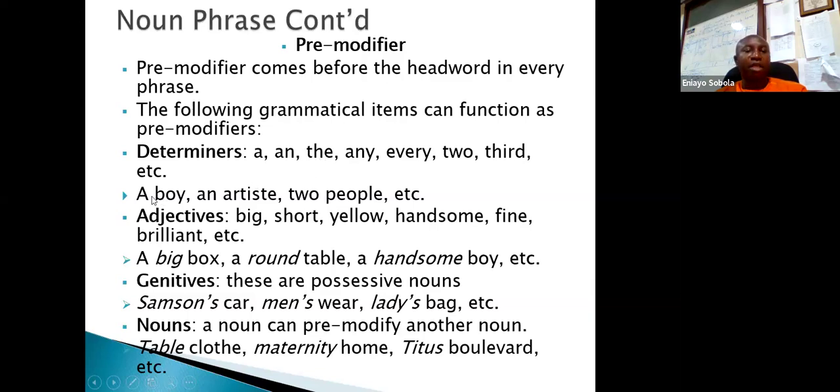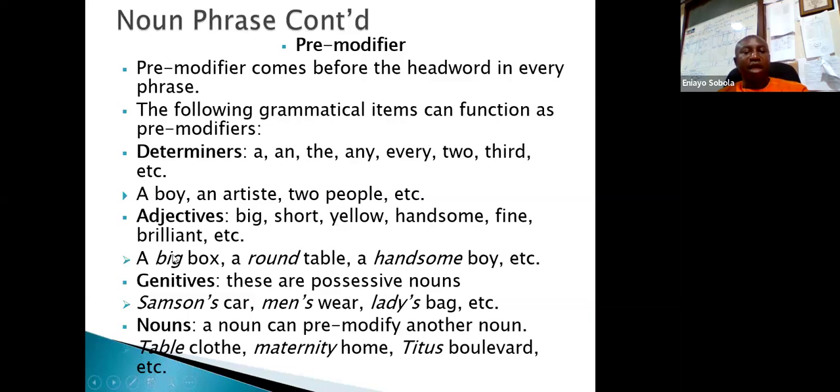Example, a boy. A is a pre-modifier, while boy is the head word. An artist, an pre-modifier, artist, the head word. So people. So is a pre-modifier, who is a determiner, while people is the noun head of the phrase. So next element is an adjective. Like the example we had earlier, an adjective can function as a pre-modifier by showing the attributes of the noun head. For example, we have big, short, yellow, handsome, fine, brilliant, and the rest.